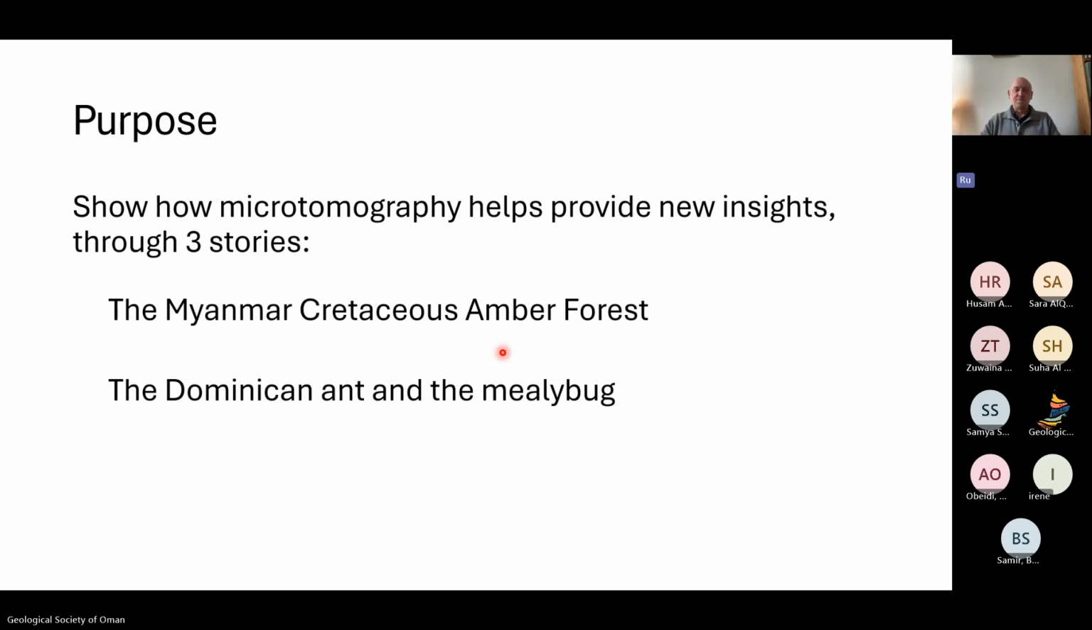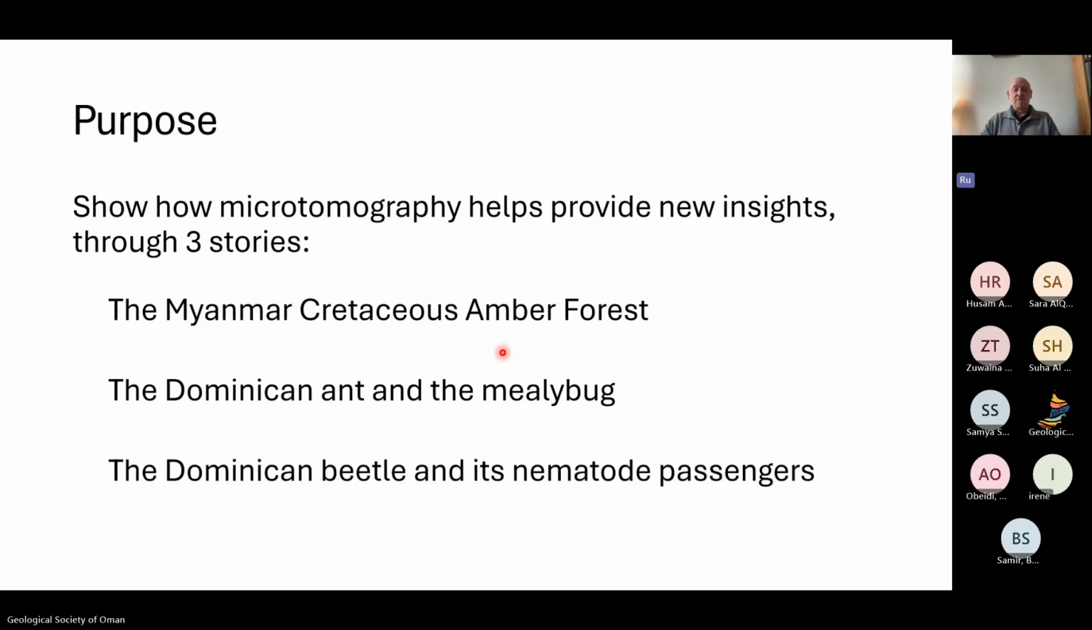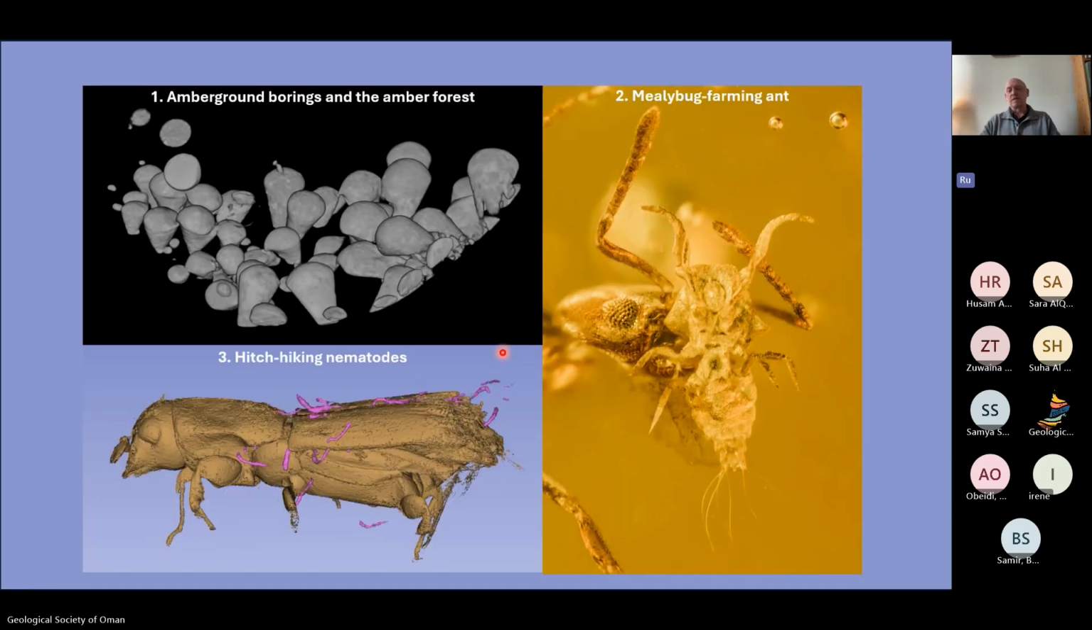And the next one, please. And the final one will be about another Dominican amber beetle and its nematode passengers. So we've got one paleo environment story and we've got two symbiosis stories. And I'll show you aspects of the technique as we go along. And that is the three stories that we're going to look at visually.